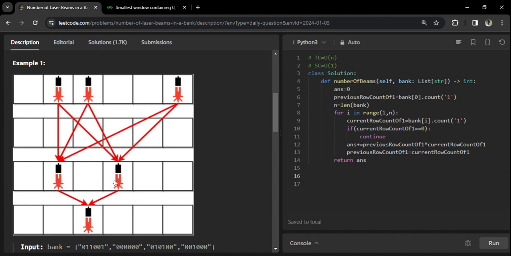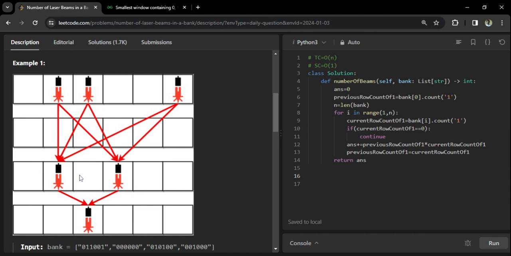Next we'll have beams from row 3 towards row 4. Now, how many beams are there? For each device of row 1 there will be a beam towards each device of row 3. Suppose I am talking about the first device, it has two beams. Similarly, the second device also has two beams going from it, and the third device also has two beams. Why two beams? Because there are two security devices in the next row which has security devices.